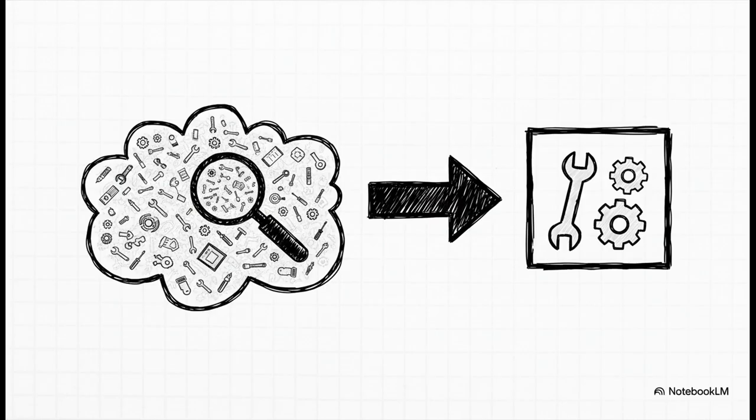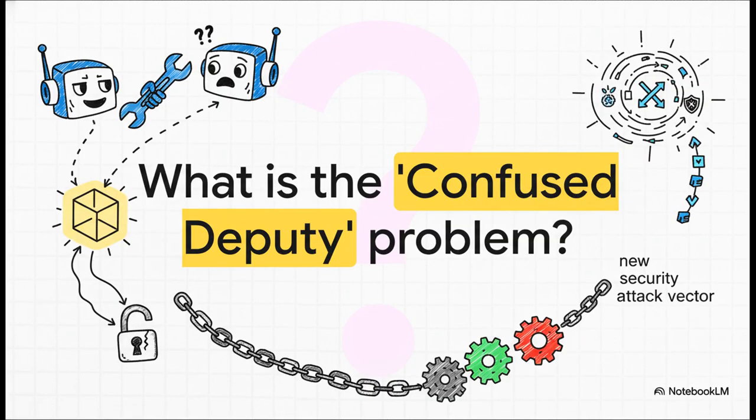So, the clever solution here is to change how we think about it. Instead of preloading everything, the agent first does a super fast search, kind of like a Google search, to find just the handful of tools that are most relevant for the job at hand. Then, it only loads those few into its working memory. It's a game changer.